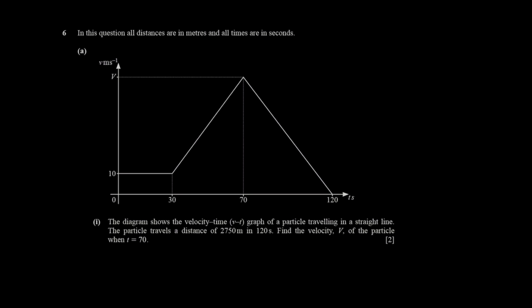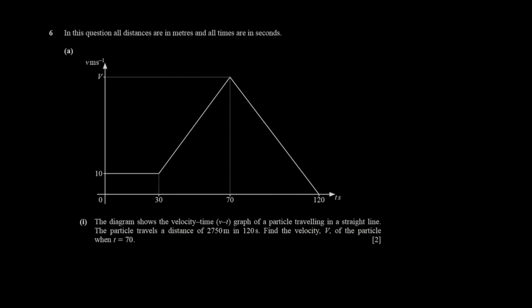All right, question 6. We've got a velocity time graph here. The diagram shows the velocity time graph of a particle traveling in a straight line. The particle travels a distance of 2,750 meters in 120 seconds. Find the velocity of the particle when t is equal to 70.